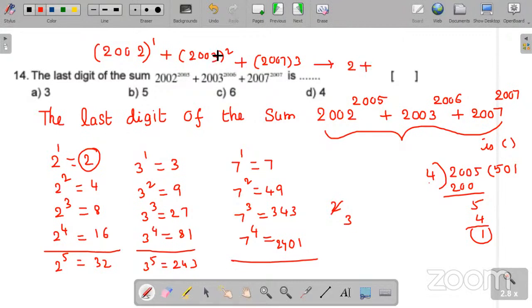For 3, you only see the last digit. 3 square means 9. Here the last digit is 7. 7 cube also ends with 3. So 9 plus 3 is 12, plus 2 is 14. So 14 means the unit digit is 4. So the answer is this, option D. D is the right option.